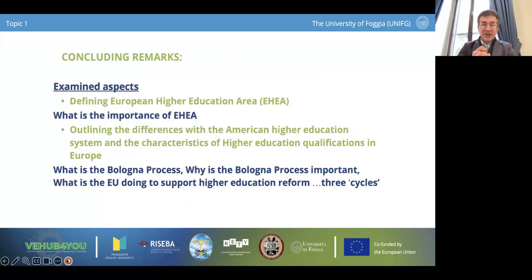And then, concluding remarks. We examined some aspects. The first one, European Higher Education Area, EHEA. What is the importance of the European Higher Education Area and what is it? And then we outlined the differences with the American higher education system, and we showed the characteristics of higher education qualifications in Europe. We talked about the Bologna process. What is the Bologna process? Why is the Bologna process important, and so on. And then we discussed the 3 cycles: bachelor, master, and PhD.